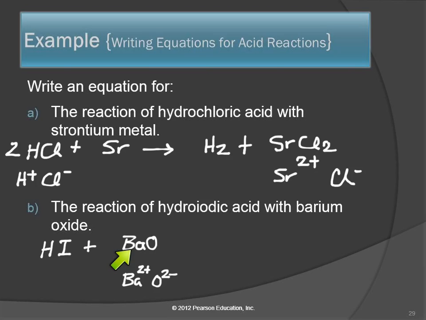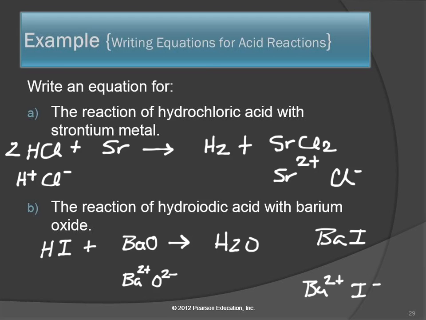When an acid reacts with a metal oxide, it forms water and a salt. So it's going to form water. And then the iodide is going to swap places with the oxygen. So we're going to have barium and iodide. And we're going to get BaI2. And then we have to balance it. So we need 2 HIs. And that'll be balanced.